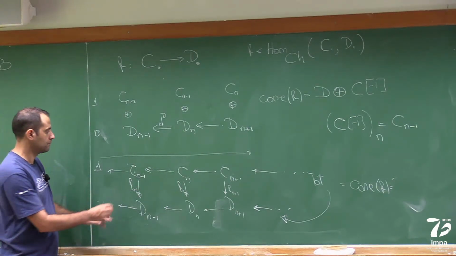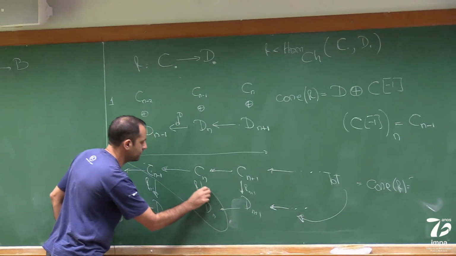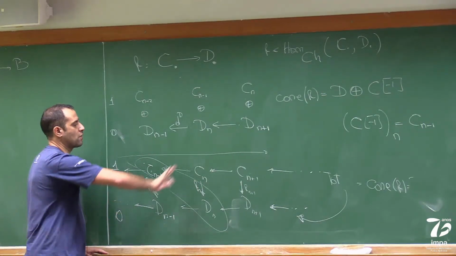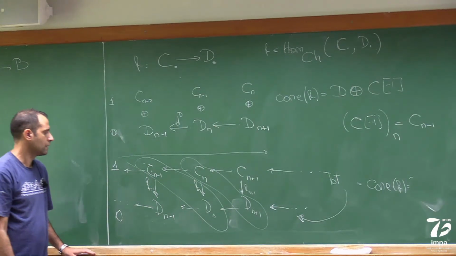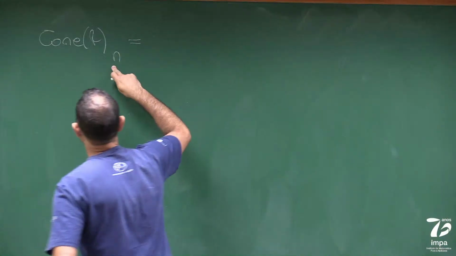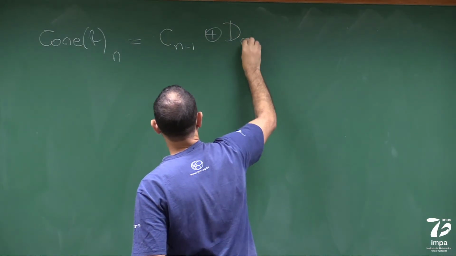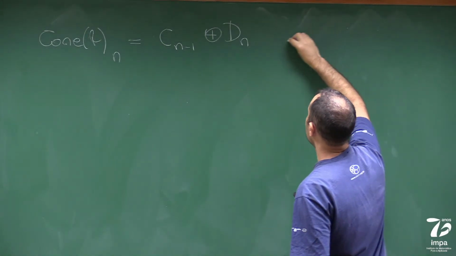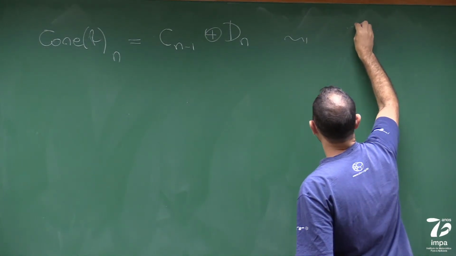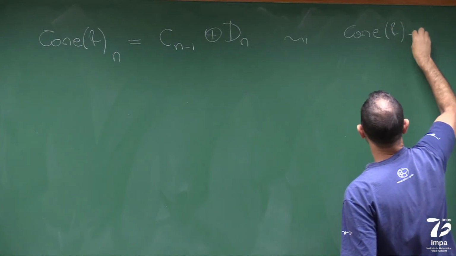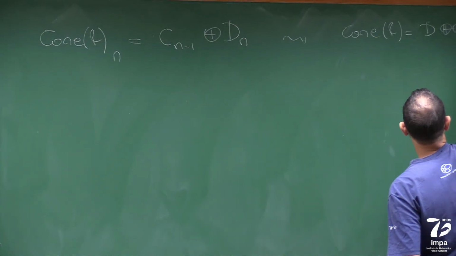which is Cn minus 1. Okay, so now I'm drawing the arrows this direction. That's why the diagonals are more reasonable. Last time they were going in that direction. So this is in degree n, this is in degree n plus 1, and so forth. Okay? So cone f of n is Cn minus 1 plus Dn as a graded object. So we see that we get what we started looking for, which is that the cone of f as a graded object is D plus C shifted by minus 1.